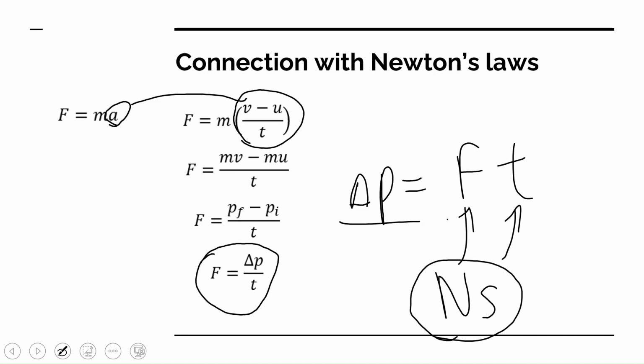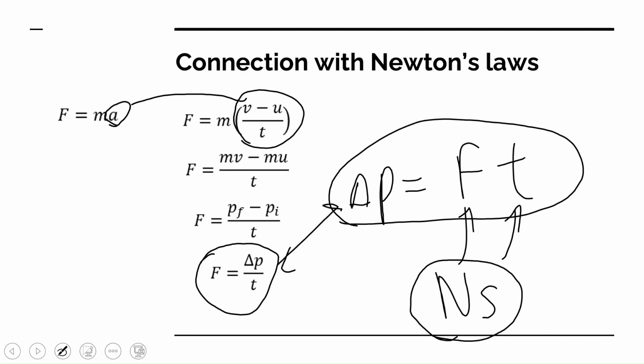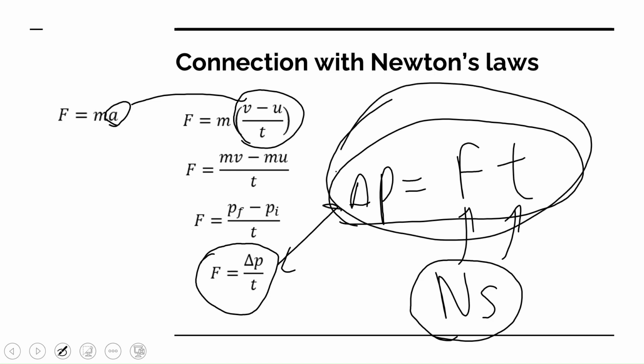Now, this is yet another formula. It's just another way of rewriting this, and this is the formula that we call the formula for impulse. Impulse is nothing but change in momentum, and change in momentum is equal to force into time. That is another formula we need to know.